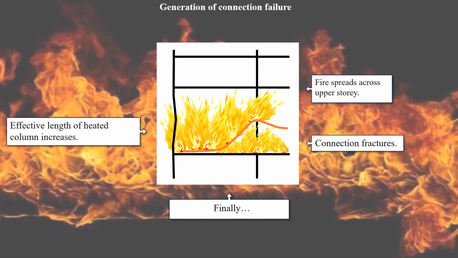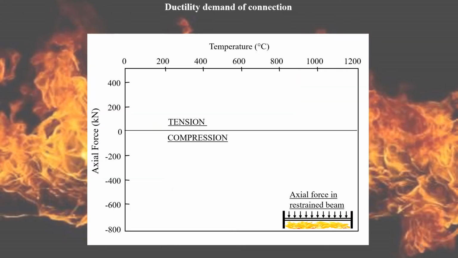Fire may spread to other compartments. This has the capacity to cause a disproportionate collapse of an entire building. The figure shown here is based on the research work conducted by the University of Manchester. It is adjusted a bit for steel beam.